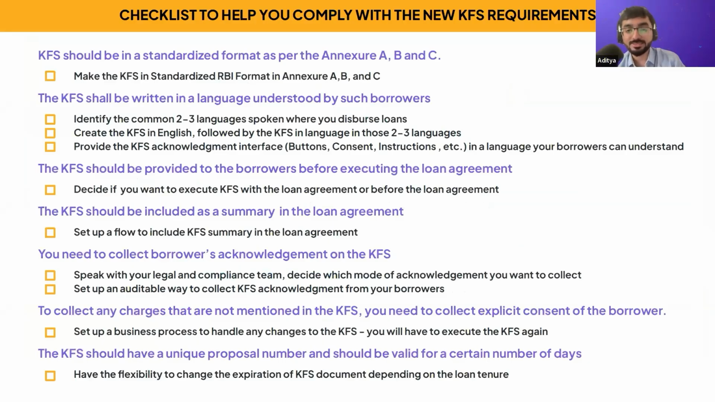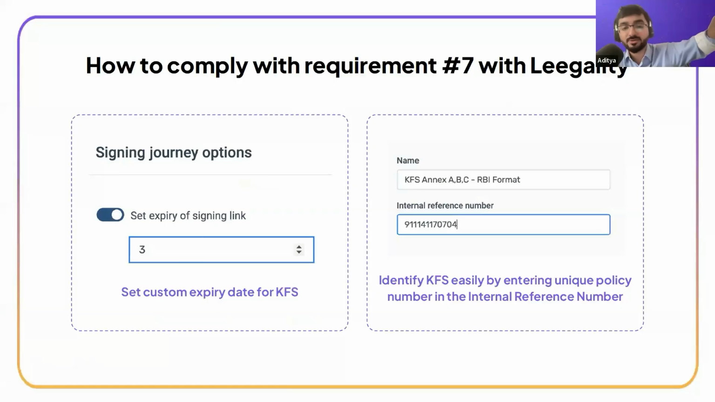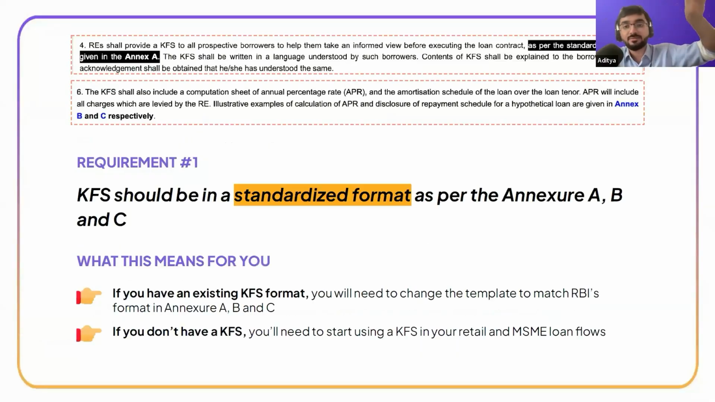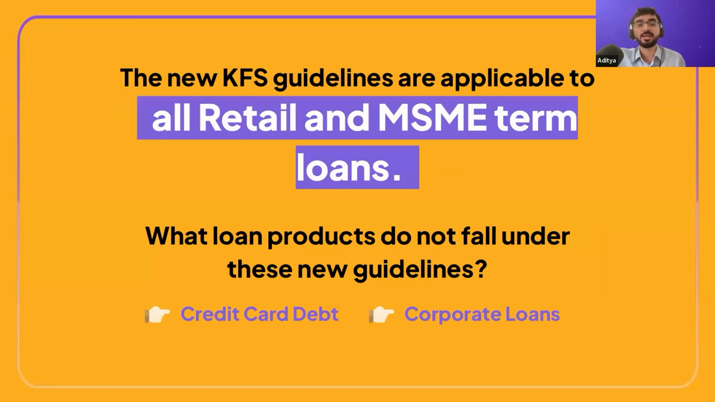Another question is, does the KFS, and this is about applicability. So Shubhash, if you can go to the first slide, which talks about applicability of KFS. People are asking different things. Does the KFS apply to a particular type of loan, right? So the KFS guidelines, and this is our reading of it, this is exactly what they say, is that the new KFS guidelines are applicable to all retail and MSME term loans. Retail and MSME term loans.